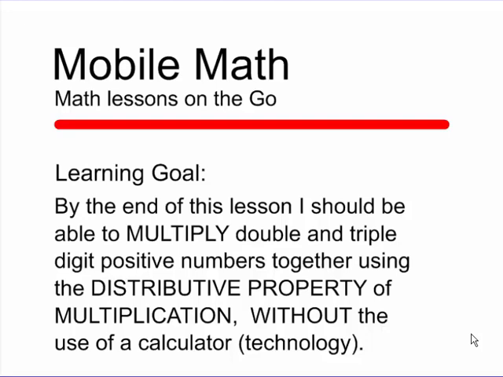Today's learning goal: by the end of this lesson, I should be able to multiply double and triple digit positive numbers together using the distributive property of multiplication. And again, we'll be doing this without the use of a calculator.